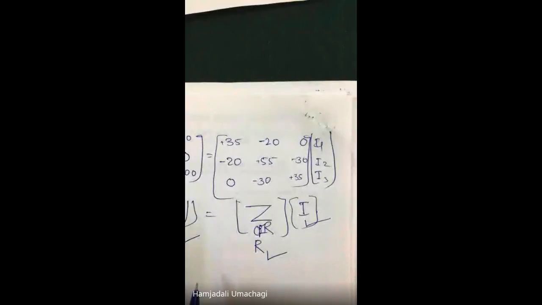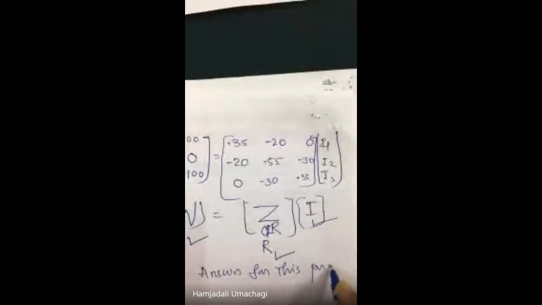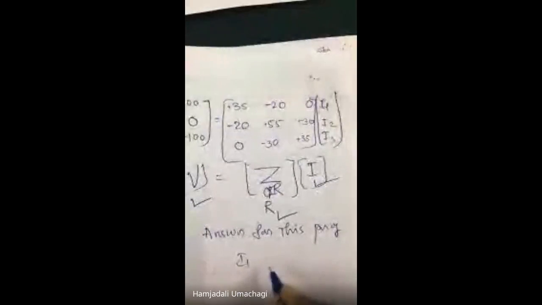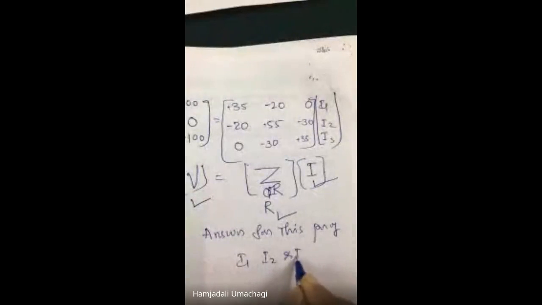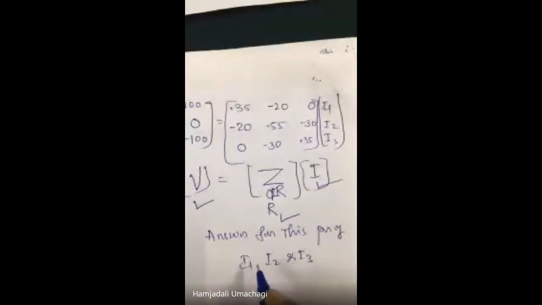So this is an assignment for you. Get me the answer for this problem. You need to evaluate I1, I2 and I3. I want this answer by today 9 o'clock. Okay. See here, I1 equal to 1.94.